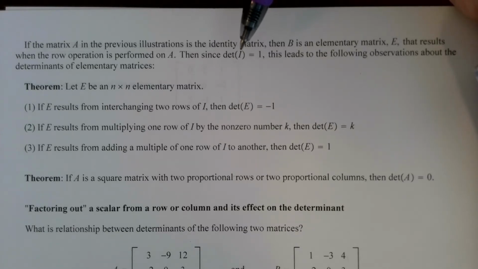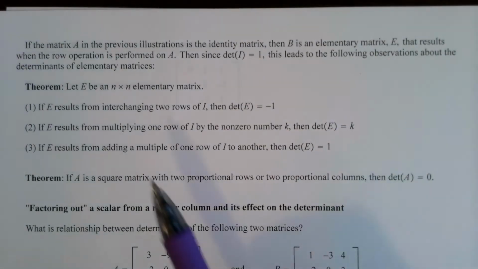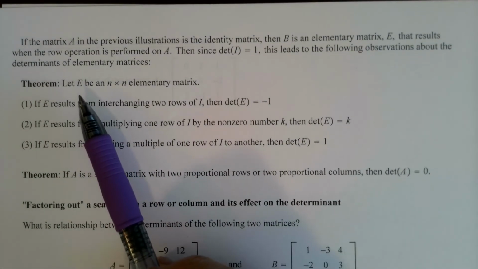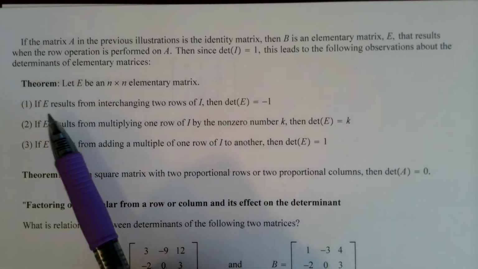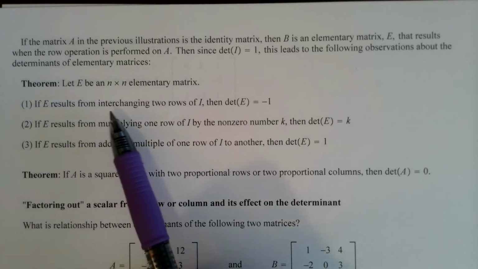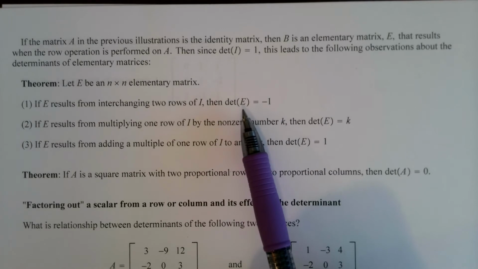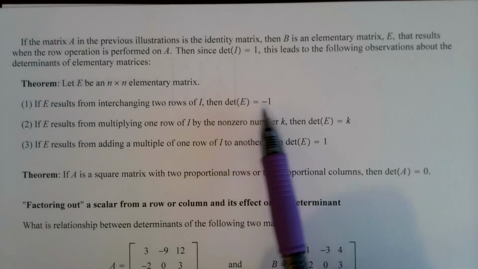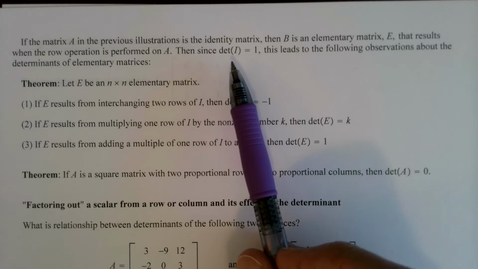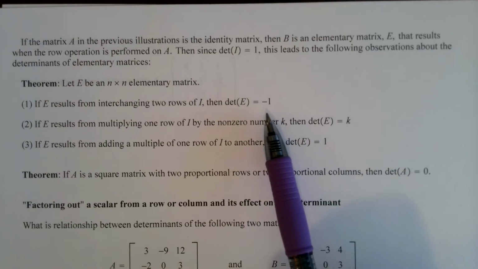And remember, for any triangular matrix, which a diagonal matrix is, the determinant is the product of the main diagonal entries. So a product of n 1s is, of course, equal to 1. So the determinant of the identity is 1. But this leads to the following. If E is an elementary matrix n by n, if E results from interchanging 2 rows of the identity matrix, then the determinant of that matrix is -1. Why is that? Because when we interchanged any 2 rows, what did we say? The determinant changes sign. So the determinant was 1, now it's -1.